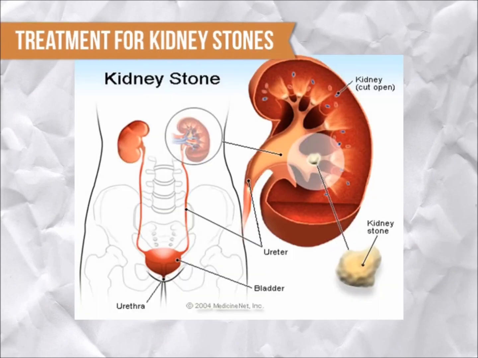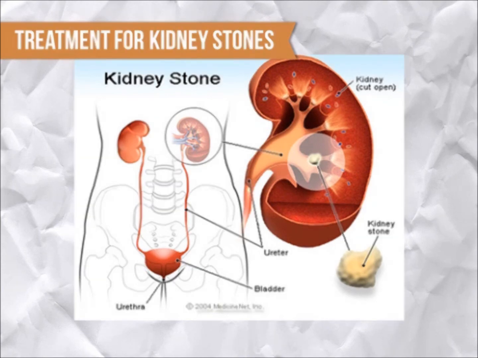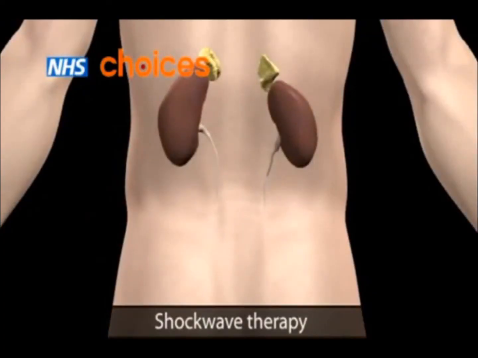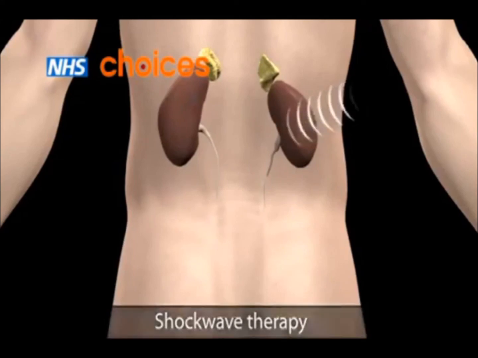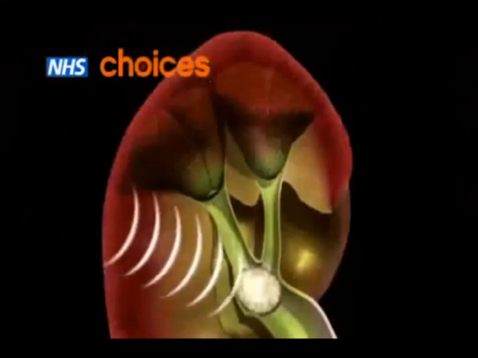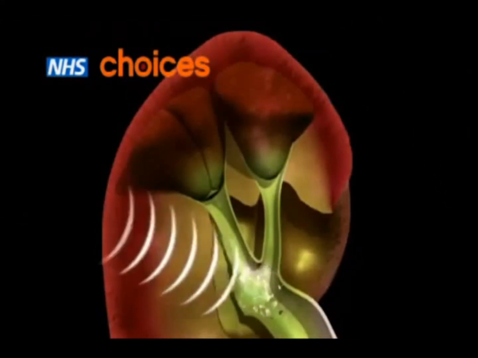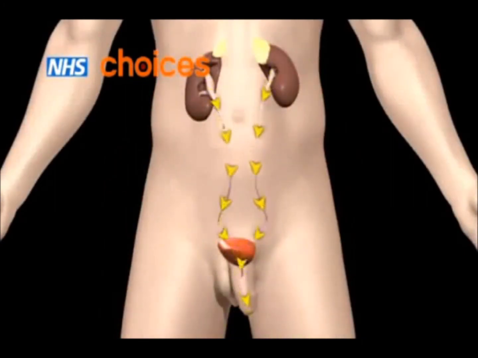Treatment for kidney stones. Drinking water: drinking as much as 2 to 3 quarts a day may help flush out your urinary system. Pain relievers: passing a small stone can cause some discomfort. Shockwave therapy: shockwaves of energy are used from outside the body to break stones into pieces that can be passed out of the body with the urine.